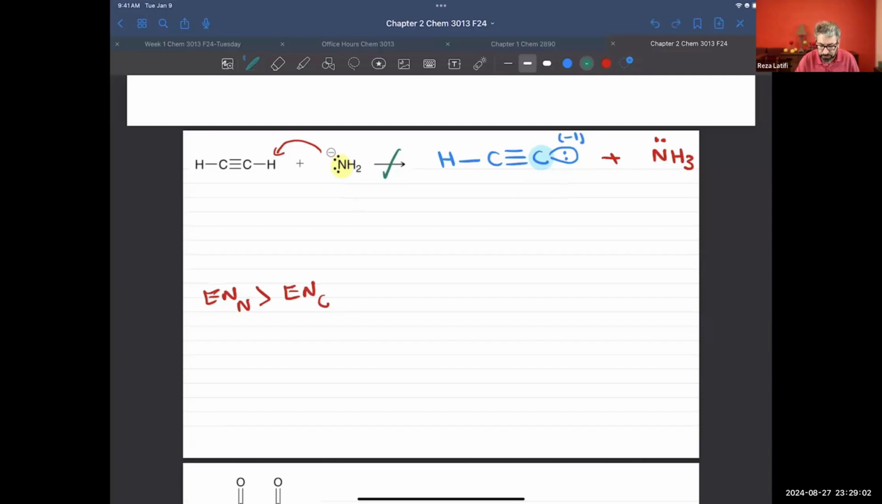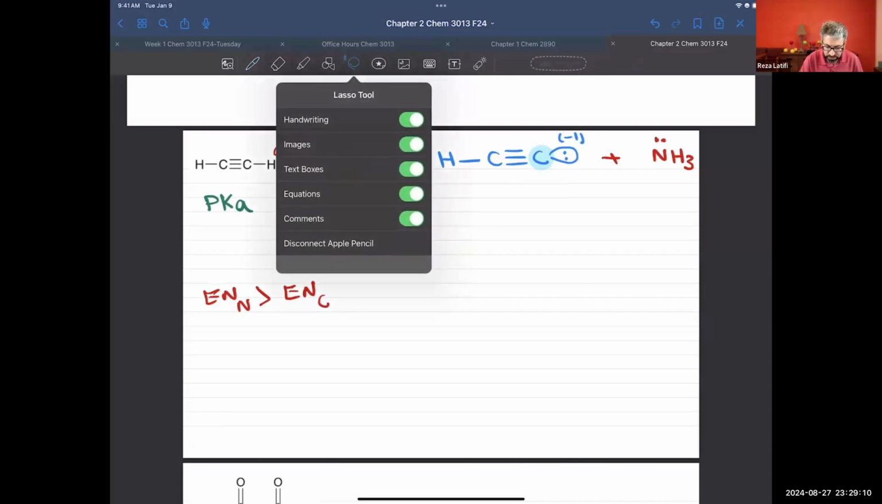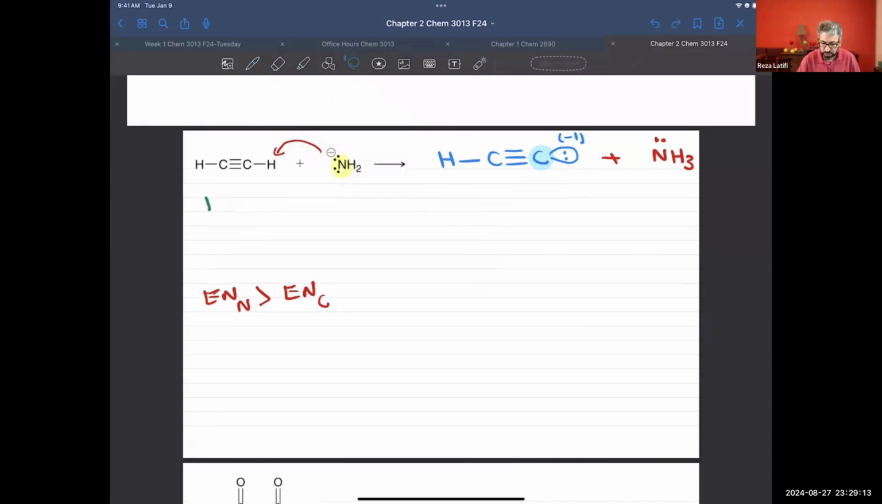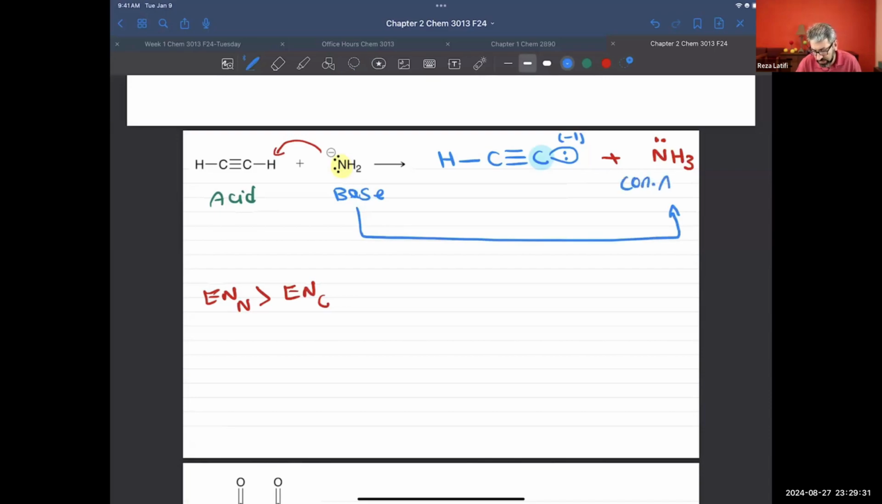But then, when I write the pKa of this compound versus the pKa of the second one, let me say why. This is going to be our acid, because it's giving H, and this is going to be the base. If this is the base, NH3, it will be the conjugate acid. This is going to be the conjugate base.